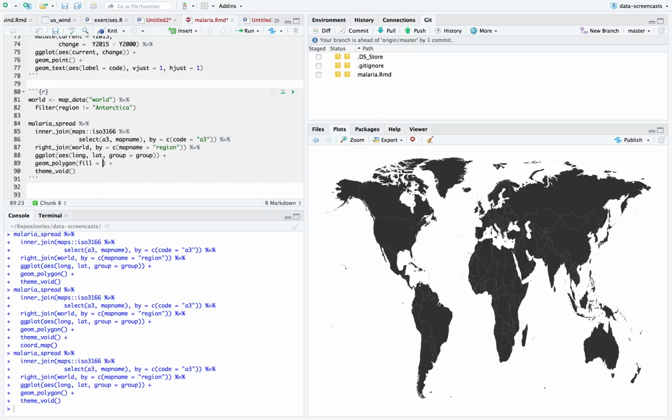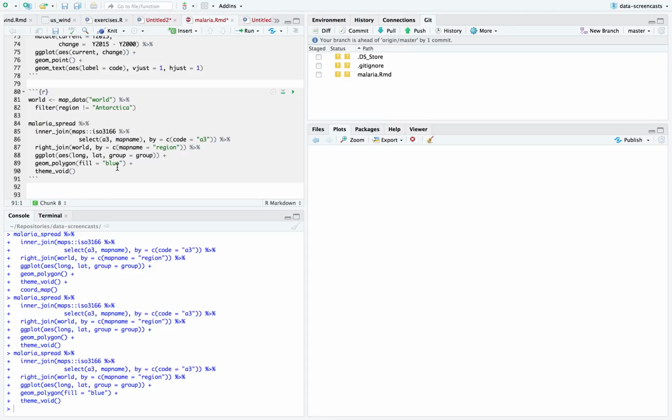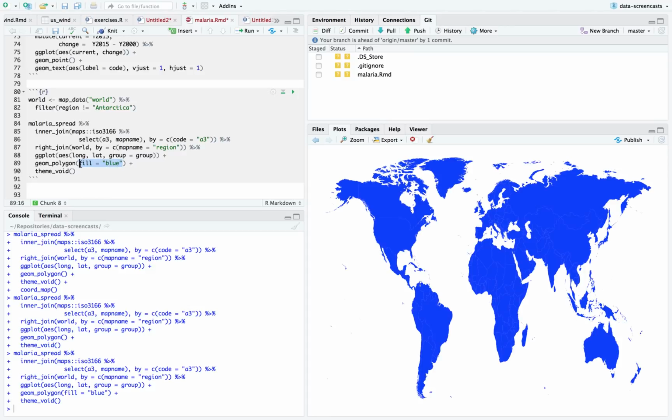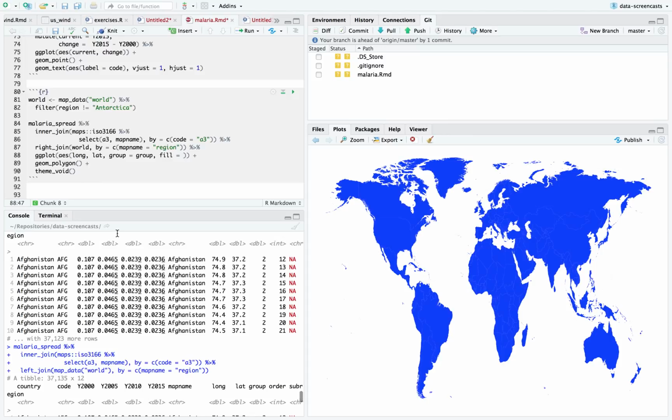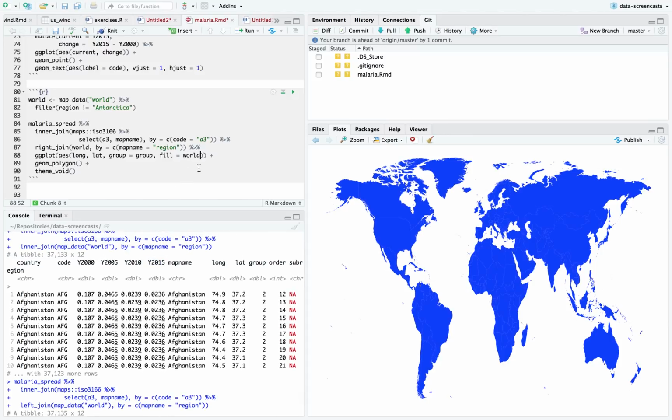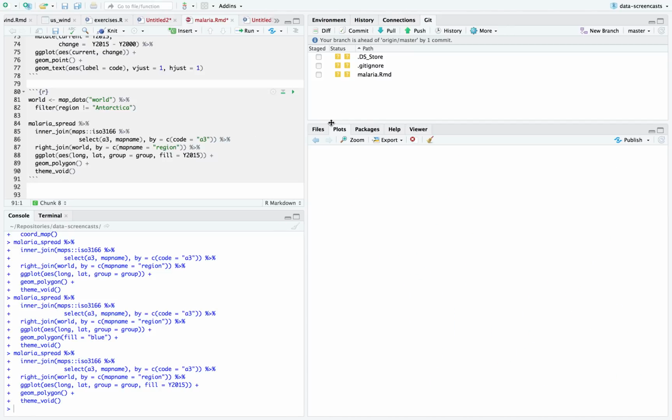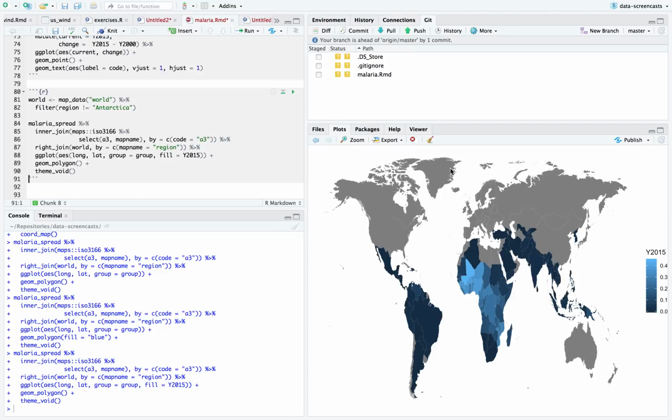I could fill it a particular way. I could say fill equals blue if we like, but I don't want just a blue map of the world. I want to color it by the incidence of malaria. So I'm going to use fill with one of our data sets. In particular, let's use Y 2015, the 2015 level of malaria within that country. Okay. One of the things we see is that we have data from mostly the southern half of the world. Malaria is a tropical disease, so it's not surprising it's highest around the equator, but we also just don't have people measuring it in the US, in Canada, in Russia, in Europe, in Australia.